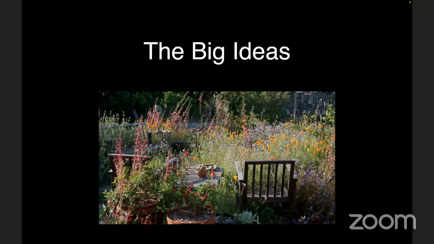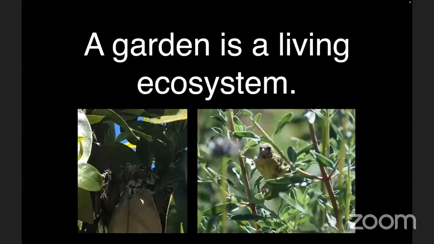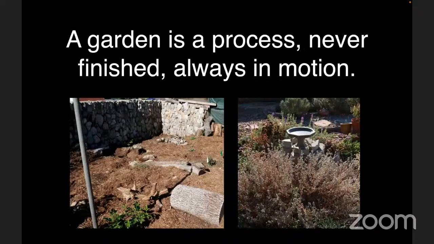Okay. So let's keep going. Some great questions so far. Here are going to be our big guiding ideas for working with native plants and native gardening. A garden is a living ecosystem. A garden is not like buying a new couch, putting it in your living room, and as long as the cat doesn't shred it, it should be there for a very long time, and it won't change. You're not going to come in and find your couch has grown into something else.